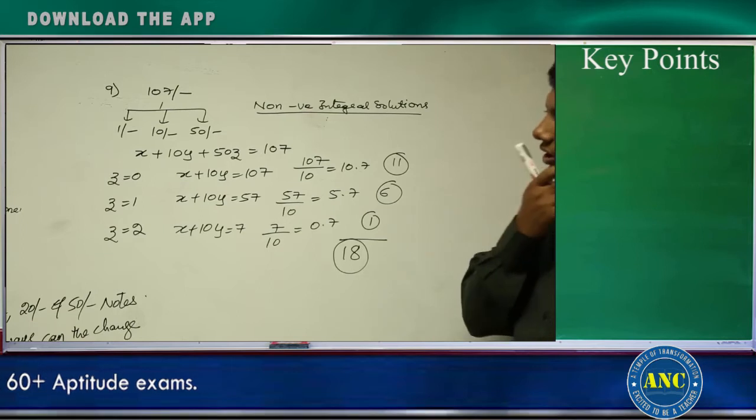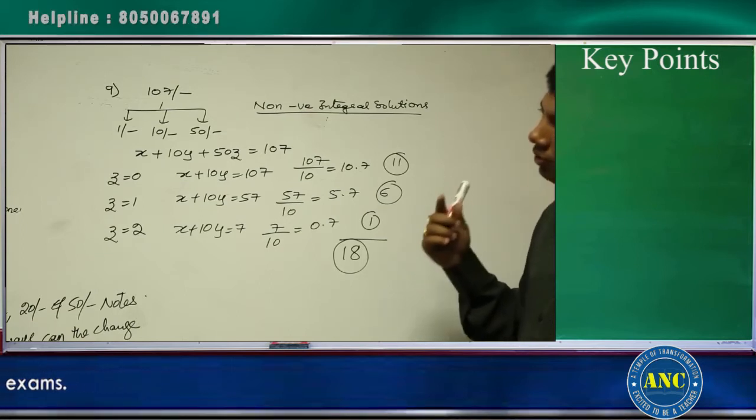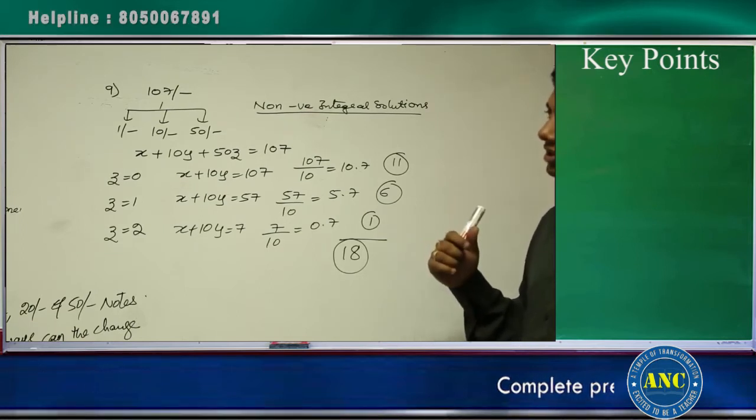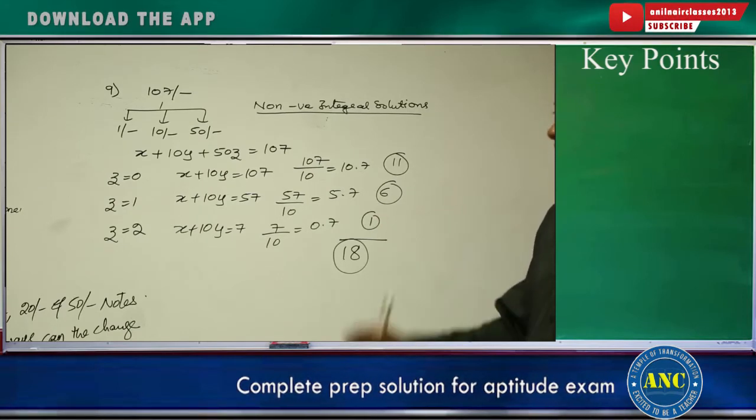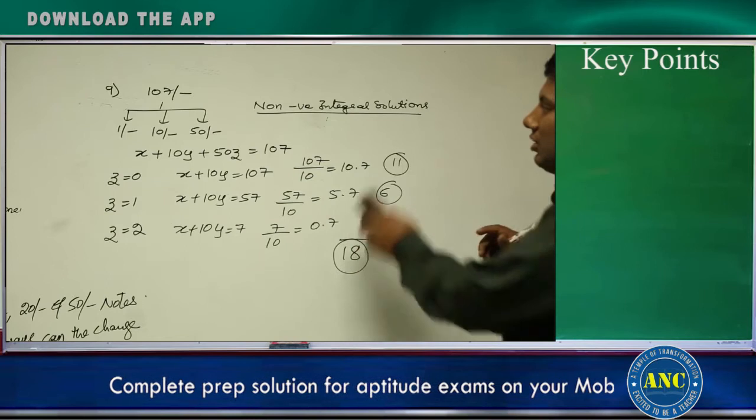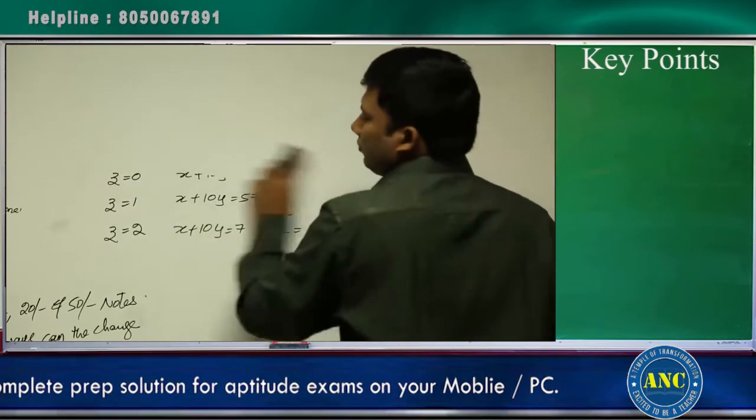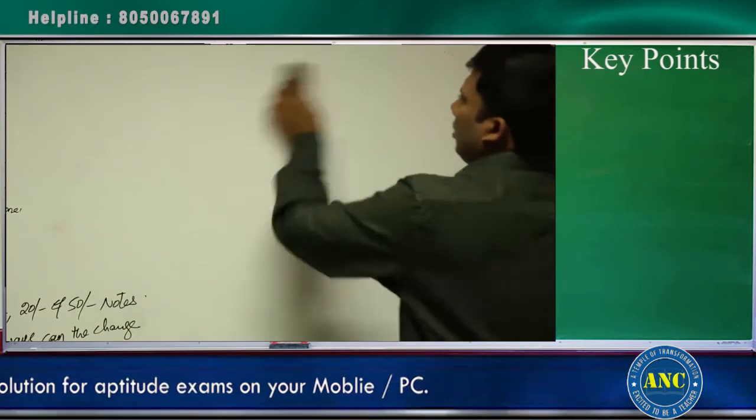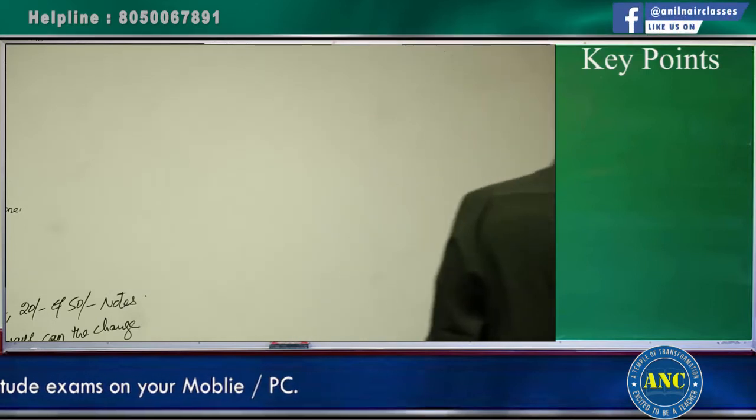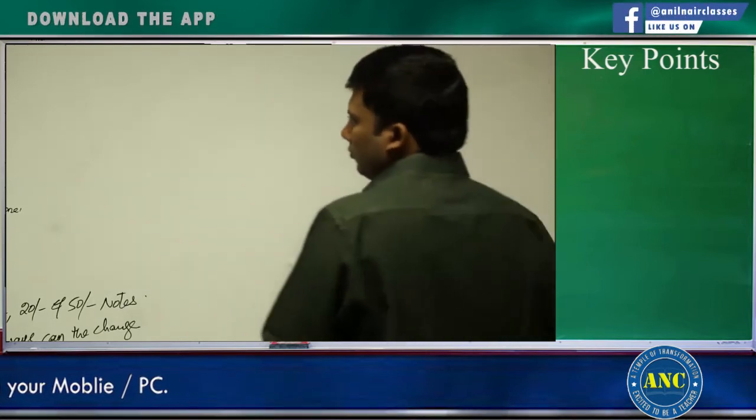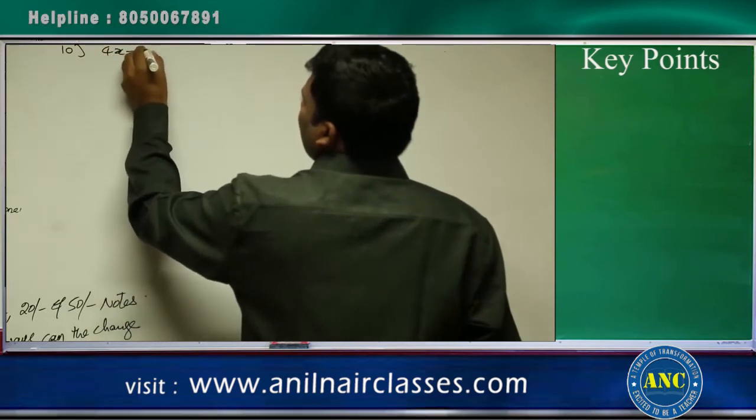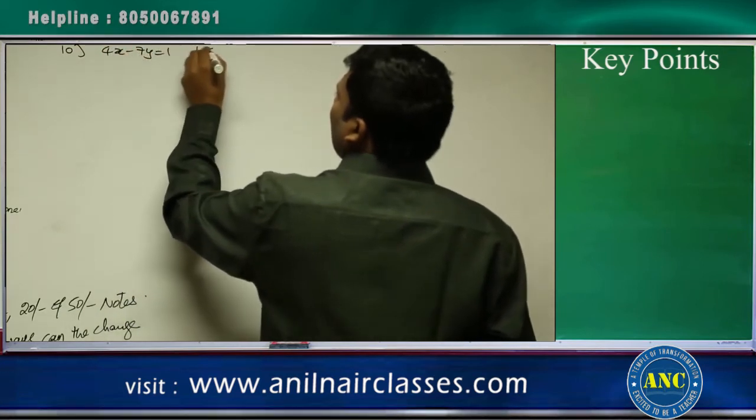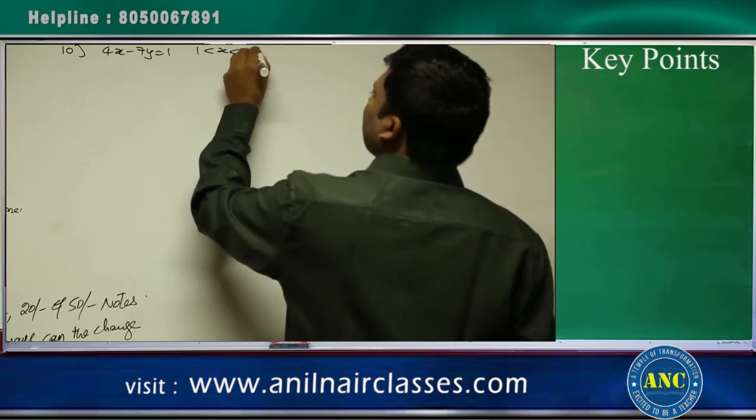Now let us solve. What all did we do till now? Both the coefficients are factors of the constant. One of them is a factor of the constant. Next one, none of them is a factor of the constant. Let us take the 10th problem. 4x minus 7y equivalent to 1, with 1 less than x less than 100.